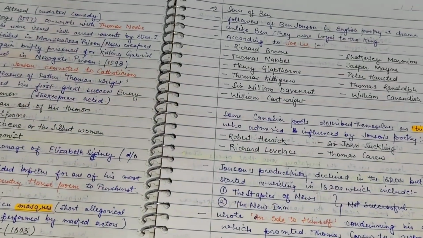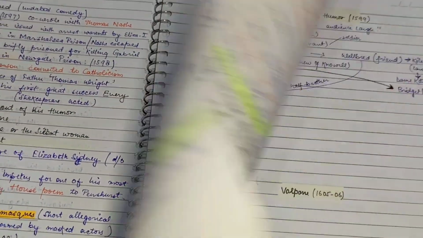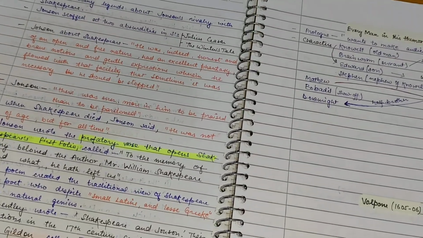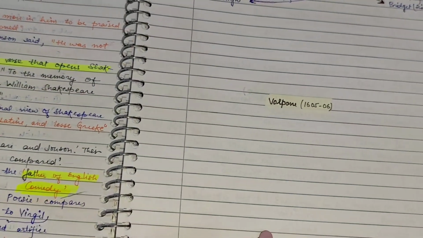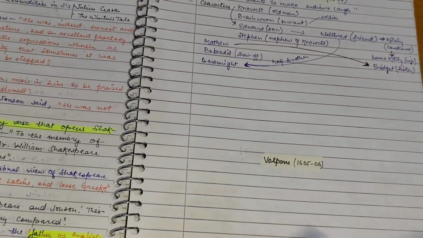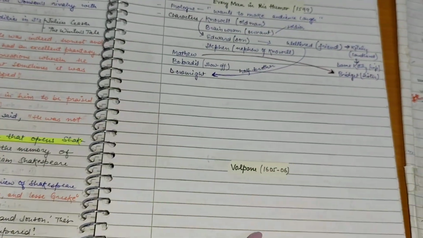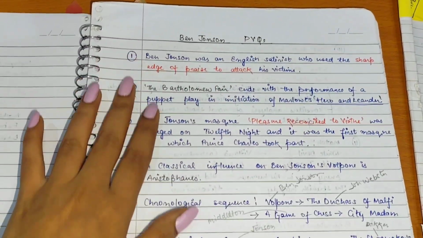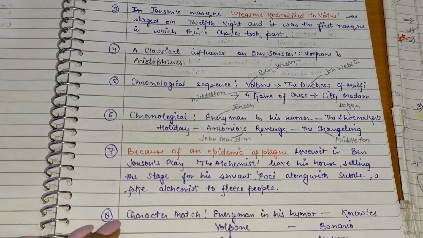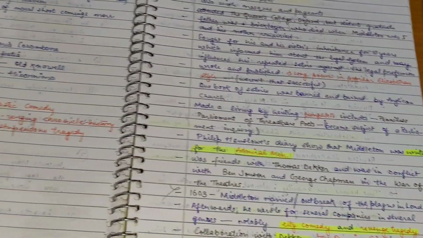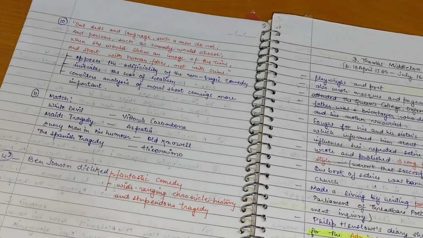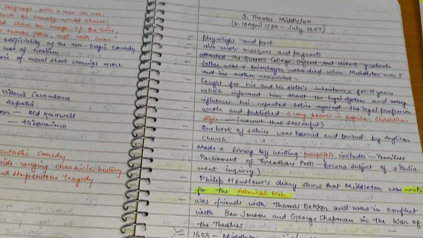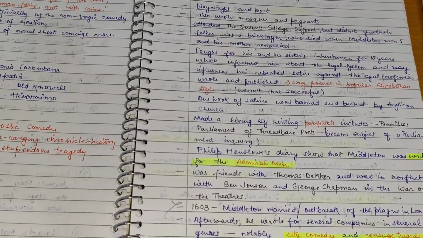So this is Christopher Marlowe, this is Ben Jonson. This is the kind of thing. See, here I have not prepared Walpole, but I prepared it from some video or something. I would have watched it, and I have not prepared that. And then you can see here I have written PYQs on Ben Jonson as well. So these are the kinds of things that you have to do. Then I've started with Thomas Middleton, and this is how you have to do that.